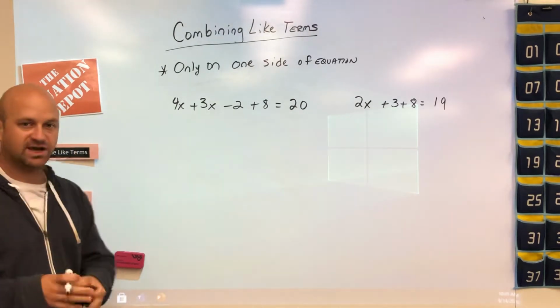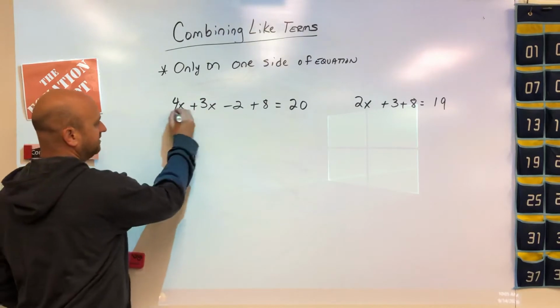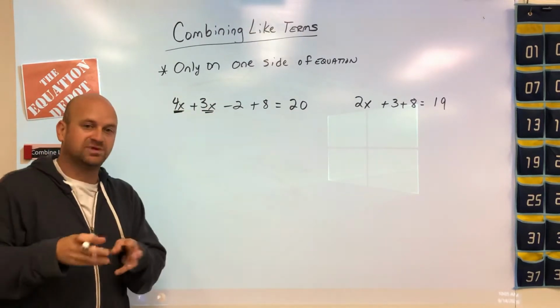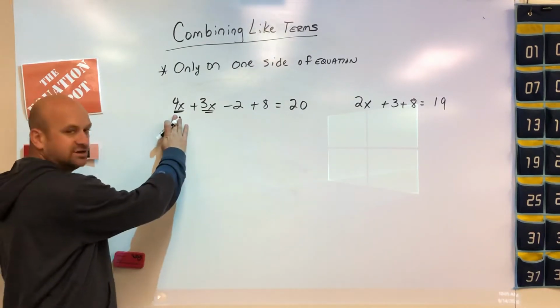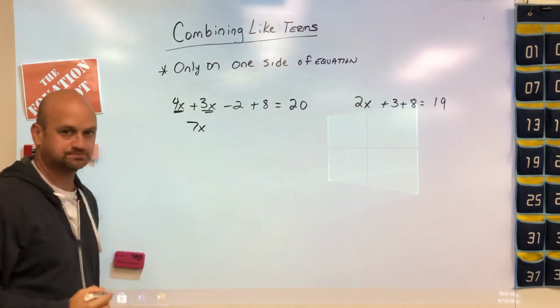The terms we have are variable terms and constant terms. So in this problem here, I have 4 x's and 3 x's. So there's 2 terms, but how many x's are total between those 2 terms? I have 4 over here and 3 here. So total, that gives me 7 x's.